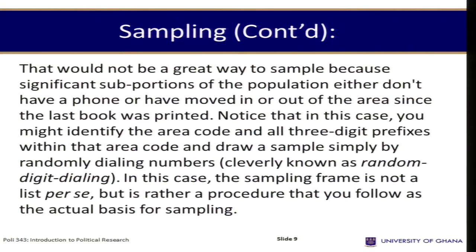If you were doing a sample of, let's say, 100 students from the University of Ghana main campus, your sampling frame, we say, would be the list of all University of Ghana students in the main campus, which you could obtain from the registry. That would not be a great way to sample, because significant sub-portions of the population, let's say, of beggars in Ghana, either don't have a phone or have moved in or out of the area, let's say Accra, since the last book was printed.